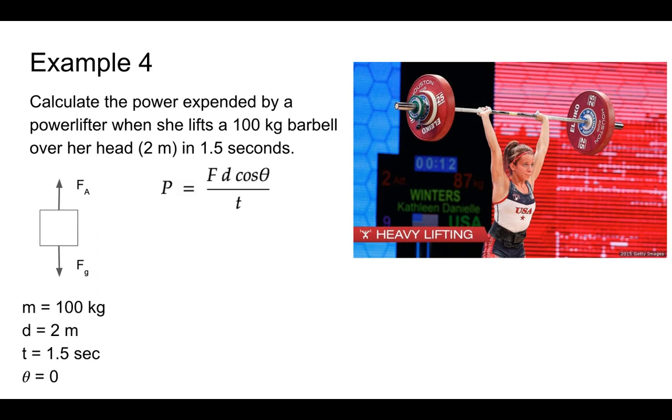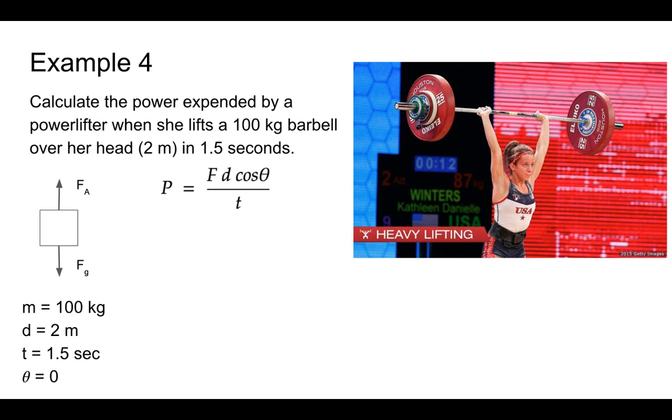So our equation here is that power is equal to work, which is force times displacement times the cosine of theta, over time. Now again, the question here, first and foremost, is what is that applied force? It doesn't specifically say that in these type of equations, but we can basically just assume that she's applying at least the force of the weight of the barbell, or the force of gravity of the barbell, in order to lift that thing up and over her head.